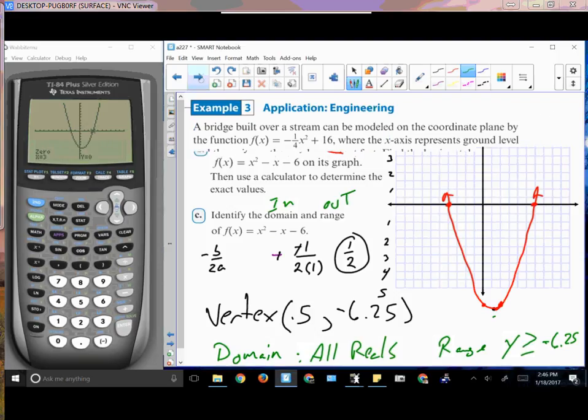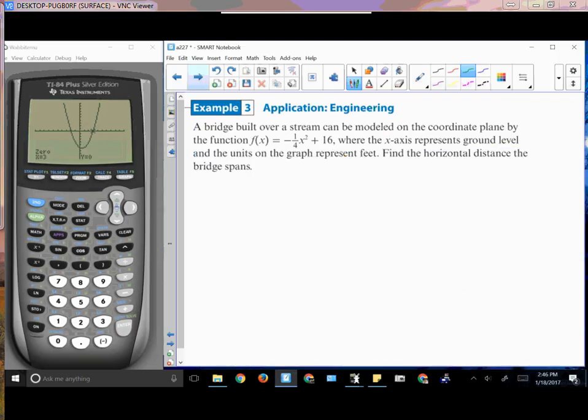So, engineering. A bridge built over a stream can be modeled by the coordinate plane by this, where x represents ground level and units of the graph represent feet. Find the horizontal distance the bridge spans. Okay. So we got to build a bridge, right? Over a stream.